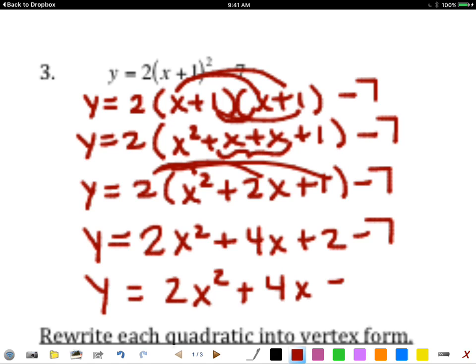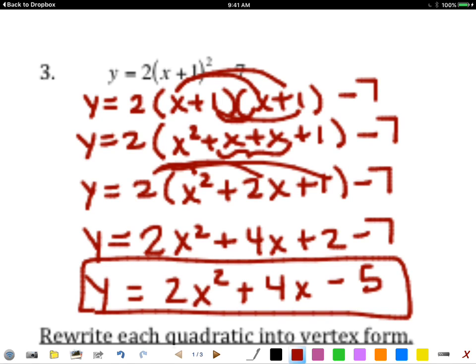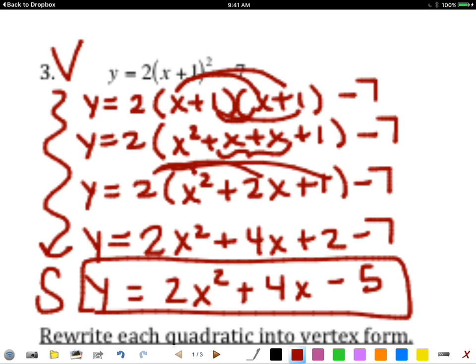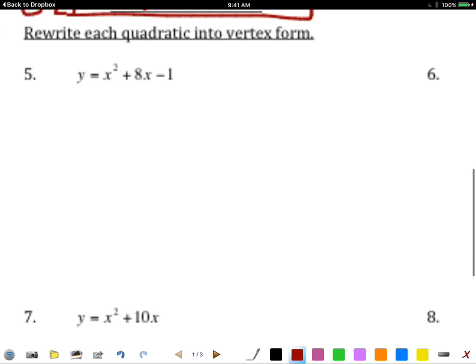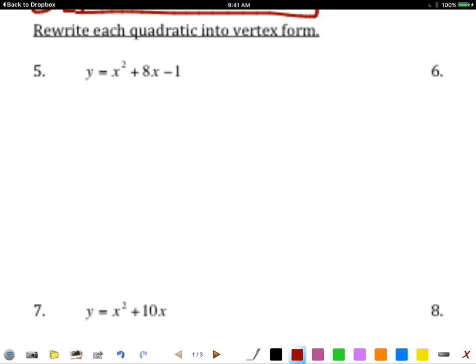You guys agree with Cade? Yes. Okay, very good. Good job. And so you have gone from vertex form down to standard form again. Not difficult. A little bit of work there, but not difficult. Okay, you guys can handle that. Now, the rest of the lesson is on going from standard form to vertex form.